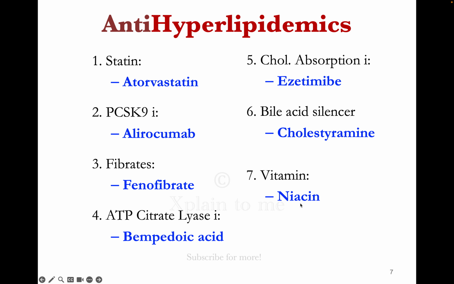How does this drug work, and what is the site of action? I wanted to distinguish niacin from all the other drugs. For the first 4 classes, the site of action was the hepatocyte. Classes 5 and 6 work in the intestine. And vitamin niacin works in the adipocytes. Inside the adipose, it is going to inhibit an enzyme called hormone sensitive lipase.